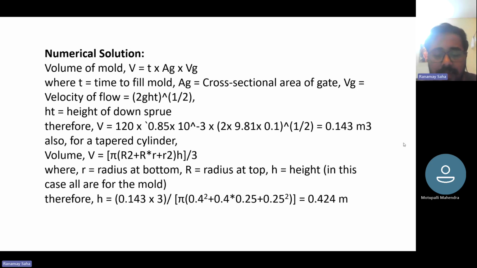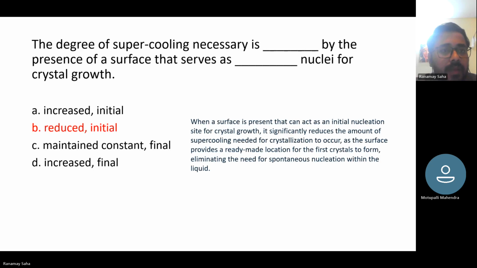So having said that, if we proceed, the question says the degree of supercooling. What is the supercooling degree related to? If you know what supercooling is, it is related to crystal growth. The necessity of supercooling is to start forming crystals, to start forming nucleation of crystals.